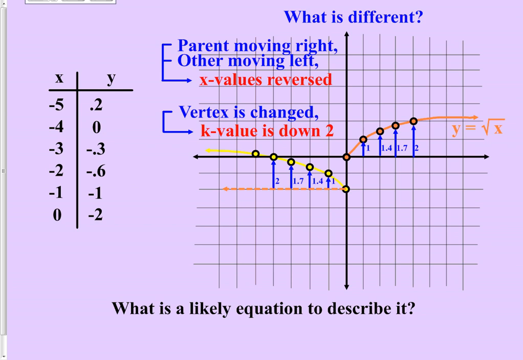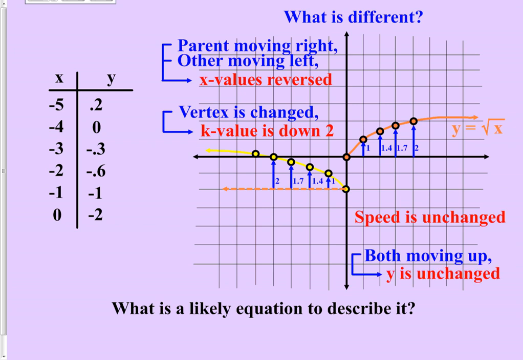So it does not appear that there has been a speed change in the graph. We're not going to have to worry about a coefficient this time. That's nice. Our speed is unchanged. And the fourth and final thing to worry about is the up or down direction. It's very clear that both of these graphs are moving upward, as they should be. That means that the y has not been tampered with, so our y value is unchanged.